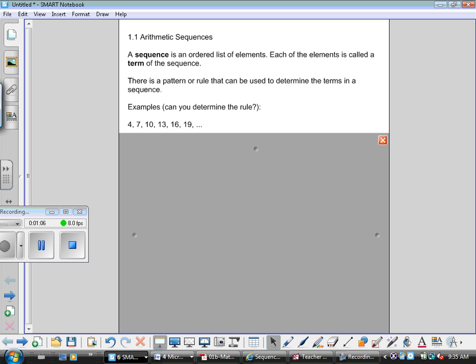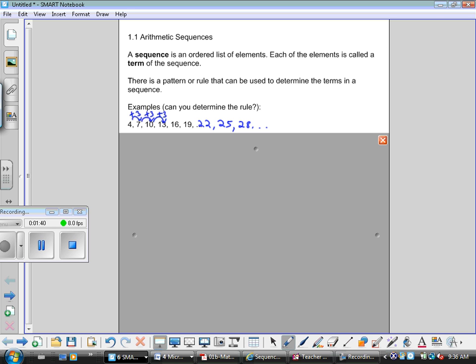If we look at that, can you figure out what the rule is? How do we get from 4 to 7, and then from 7 to 10, and 10 to 13? Well, we're adding 3 to each number to get the next number. So we should be able to continue with some more terms. If we add 3 to 19, we'd get 22, and then 25, 28, etc. Knowing what the rule is, we can continue with the sequence.